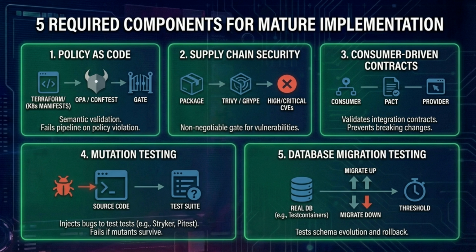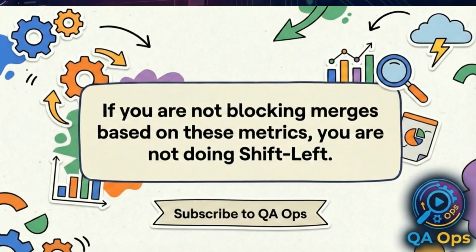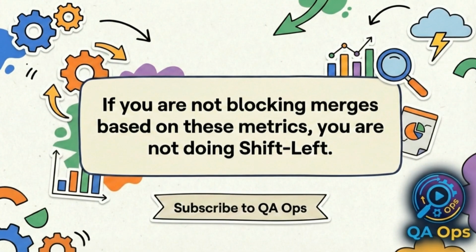To summarize, a valid shift-left strategy consists of: 1. Policy enforcement via OPA. 2. Hard security blocking. 3. Contract verification via PACT. 4. Mutation testing. 5. Database migration rollbacks. If you are not blocking merges based on these metrics, you are not doing shift left.